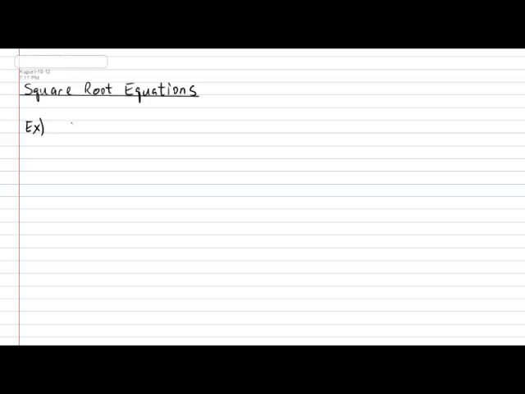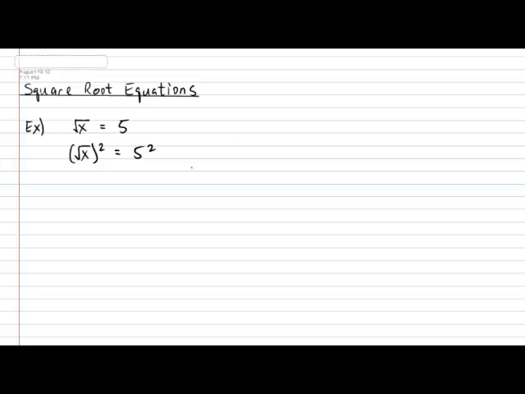Suppose I ask you to solve x in the following. The square root of x is equal to 5. Now the major step that is involved in this procedure is squaring both sides once you have the square root expression isolated. So square root of x all squared equals 5 squared.